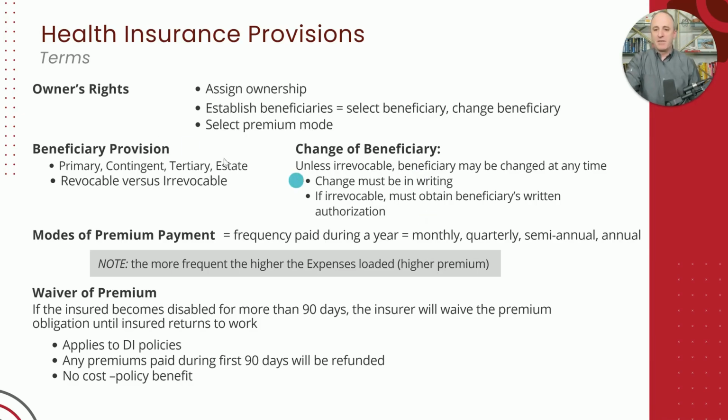There are different terms for beneficiary or types of beneficiary. Familiarize yourself with these. These are going to be important. These are going to be on the test. Changing the beneficiary: unless it's an irrevocable beneficiary, which there are certain circumstances under which a beneficiary might be considered irrevocable and named as such, it can be changed at any time. Typically, it has to be in writing.